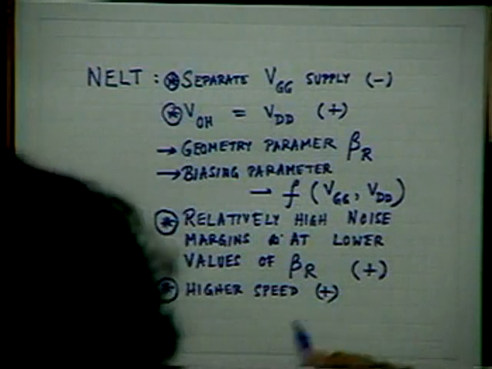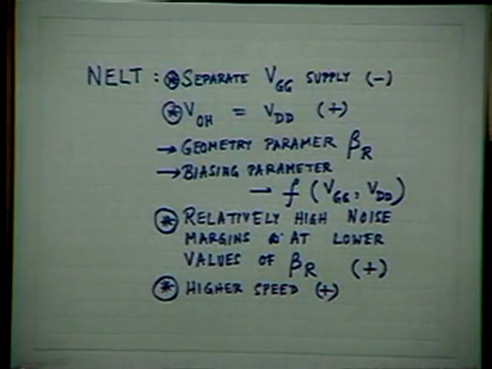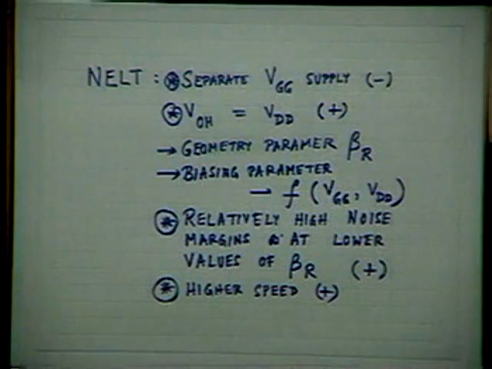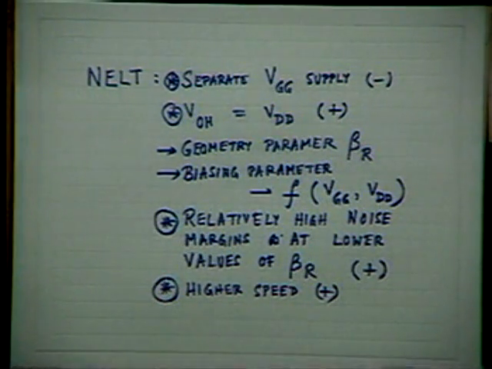Again, a positive feature. Why higher speed? I think you've understood. Because the load transistor is in the non-saturation or linear region, it offers a low resistance. Therefore, the charging time of the output node is faster. It's very quick. Charging of the output node is quicker than in the case of NELS. Therefore, it gives rise to higher speed.